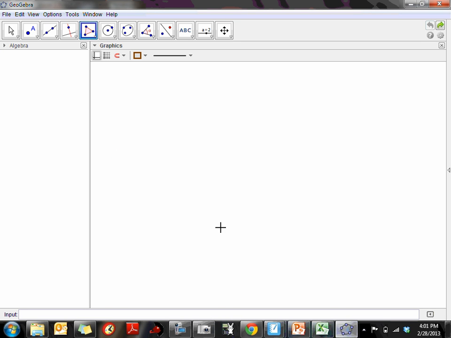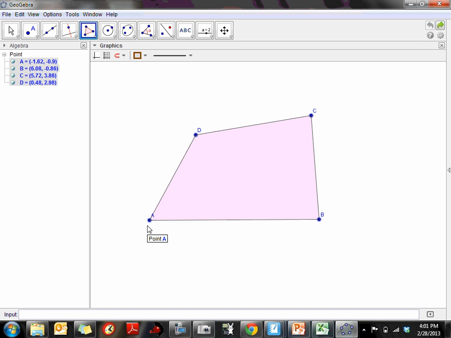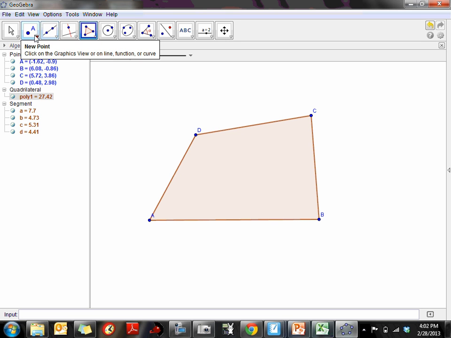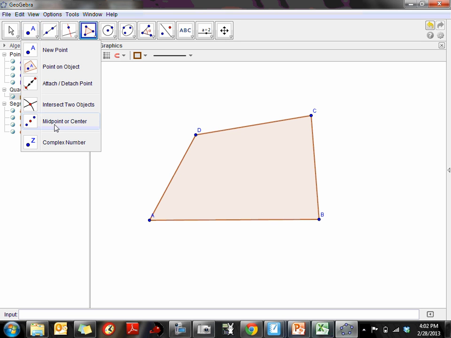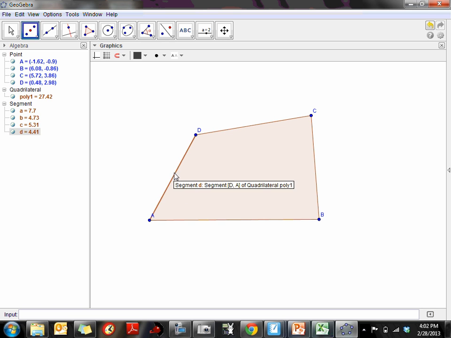They want us to create any four-sided object. So I'm going to create a polygon that is a four-sided figure. It doesn't really matter what it looks like. It's any four-sided object. So it can be like this. There's our quadrilateral. Next thing they asked us to do is to find the midpoint. Now we can find the midpoints by using our midpoint tool. So we go and we find the midpoint of every side.